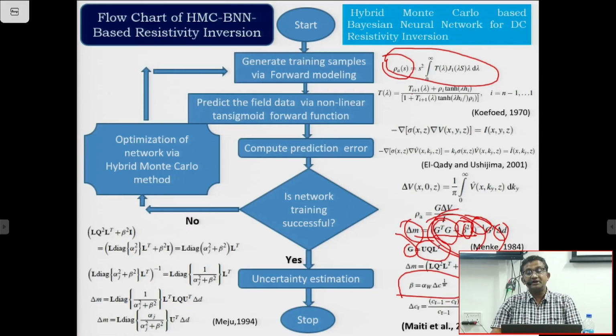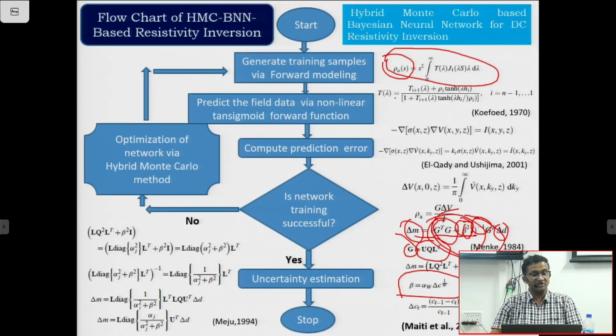T of lambda, the capital T, is a transfer function, which actually contains the information about that. It is a recurrence relation. So we transform that information about how the resistivity of each layer is related to the apparent resistivity.